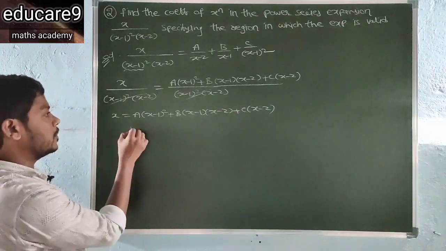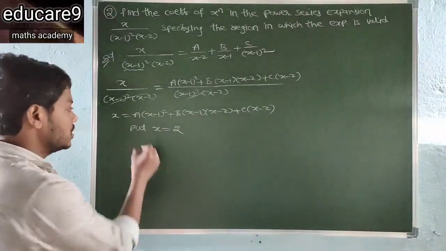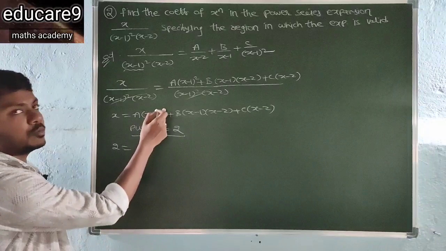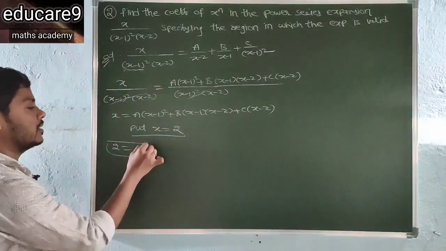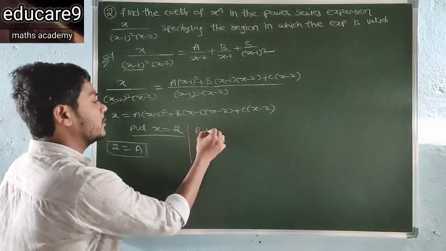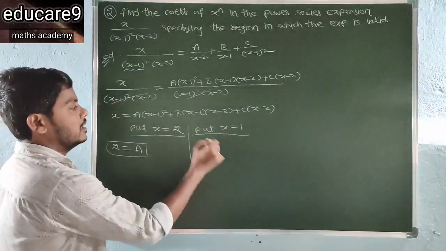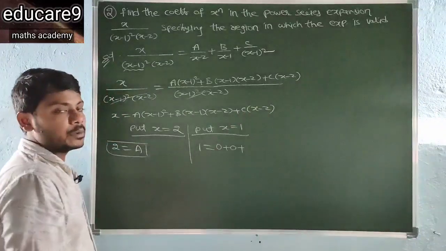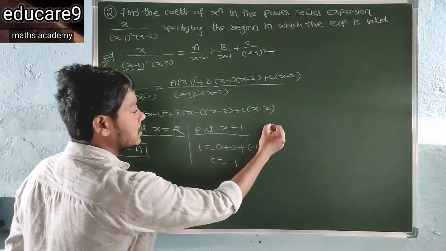So for that put x equals 2. So here what you get? This is 2 equals A into (2 - 1) whole square, A only now. This is 0, this is 0. So the value of A is 2. Next put x equals 1. So what you get? This is 1 and this is 0, this is 0. And C into (1 - 2). So minus C. So C value is minus 1.